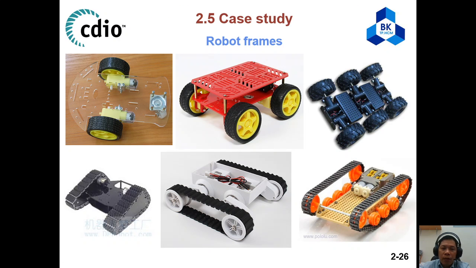And now I'll have a case study for you. When I designed the lab part for this course, I wanted a simple robot frame so that I can build different types of robots, but it also needed to be cheap. So I found several solutions from the internet, as you can see on the slide. Which one do you think I chose for the lab?